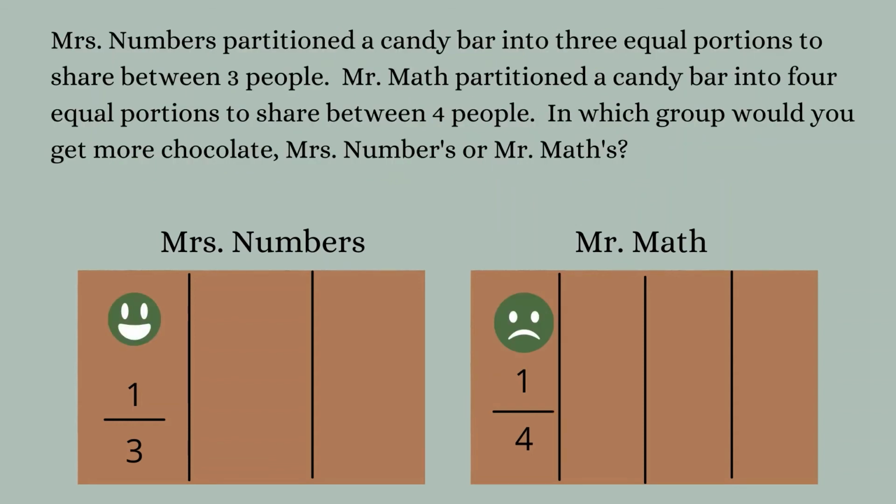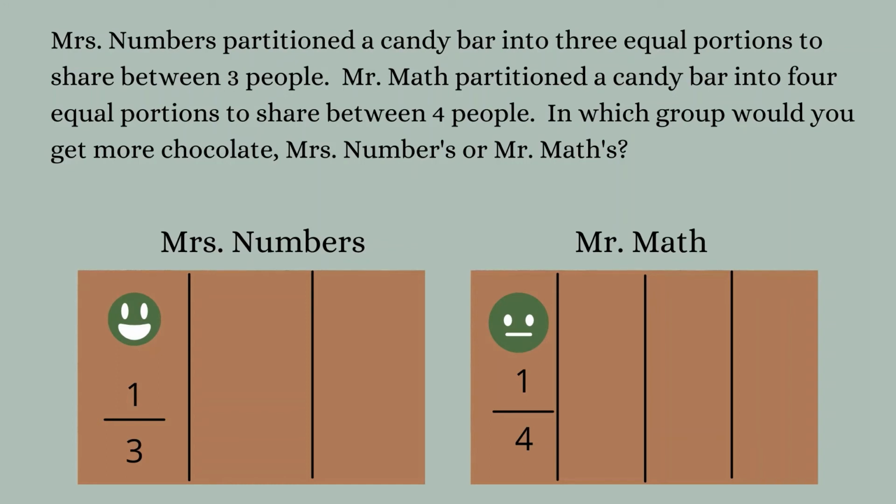I'm looking at our 2 models and I'm noticing that sharing with less people really does mean you get a little bit more. So we were right about that. Mrs. Numbers' group gets a little bit more chocolate per person than Mr. Math's group. I don't know if we should really show the frowning face. Everyone is still pretty happy, right? They are getting some chocolate. It's just a little less for the people in Mr.